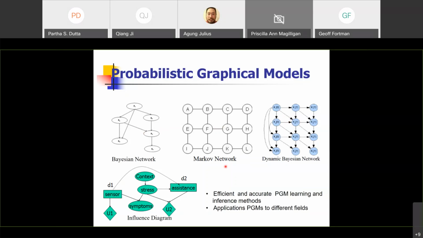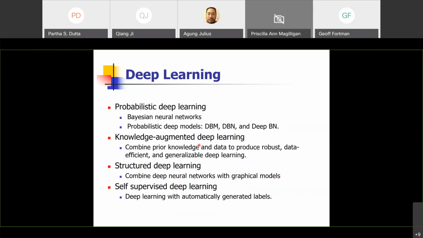We focus on developing efficient learning and inference methods for different types of graphical models, and try to scale up the learning of the model to large data sets. Then in deep learning, we are focused on several areas. First is probabilistic learning. We're interested in developing deep models that capture the probability distribution of the data.